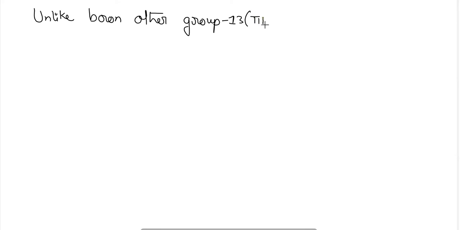Next, unlike boron, other group 13 elements, okay. One more thing to know, that the group 13 elements are also called group 3A elements, okay. In the older periodic table, you will see that this group is mentioned as group 3A, okay. So keep this in your mind also, that it can be called group 3A also.